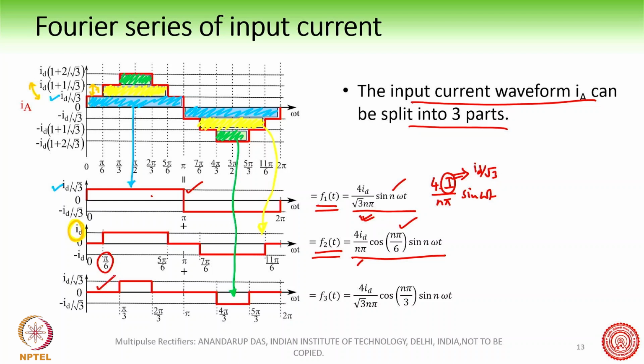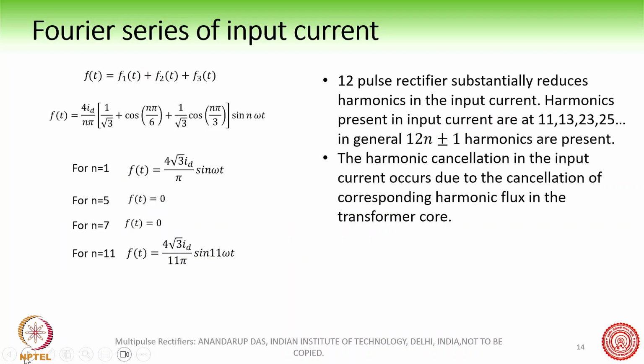Similarly, this is another quasi-square waveform and the break happens at pi by 3. So therefore 4Id by root 3 n pi, like this, and then cos n pi by 3 here. This you can just verify. So these are the magnitudes of the harmonics present in the different parts of this waveform. These are the three parts, 1, 2 and 3, of this waveform. And so the total harmonic content is f1(t) plus f2(t) plus f3(t), and will be something like this.